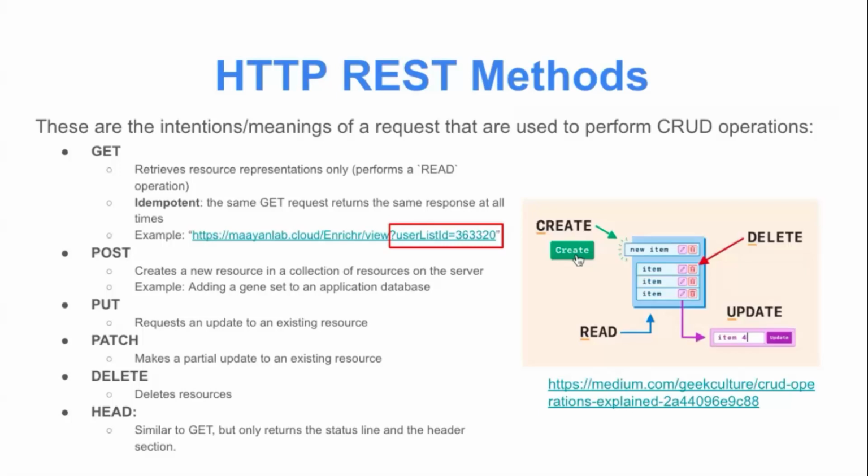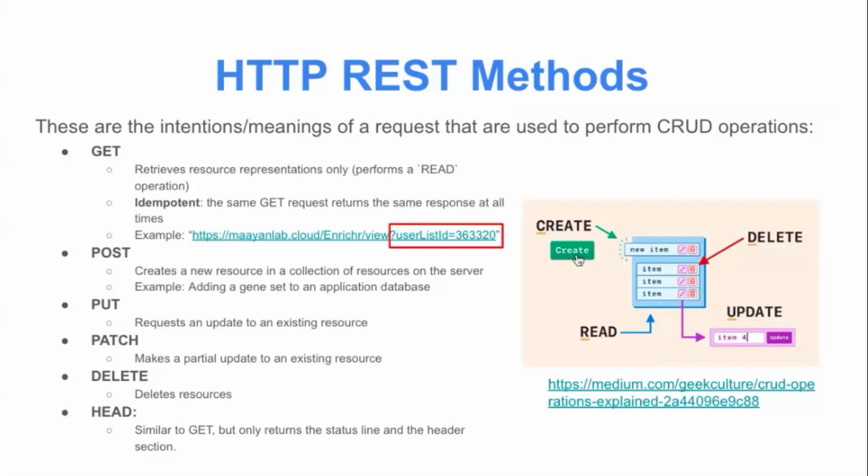A post request, on the other hand, is used to create a new resource in a collection of resources on the server. So for example, if we wanted to add a gene set to the application database, like creating a new gene set that did not exist in the database beforehand, we would use a post request to do this. Put requests are used to update an existing resource. So if we want to update the object that is already saved there, we would use a put request for this.